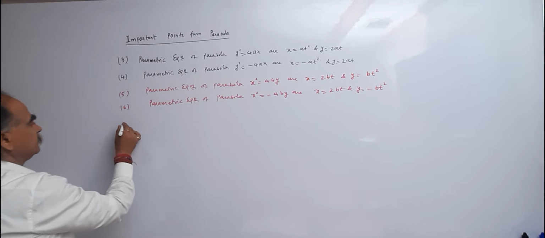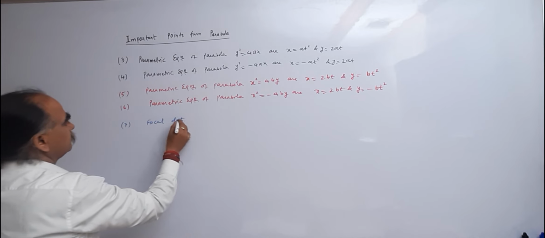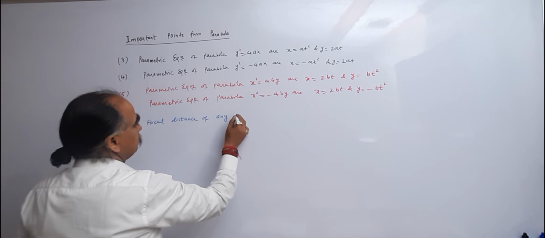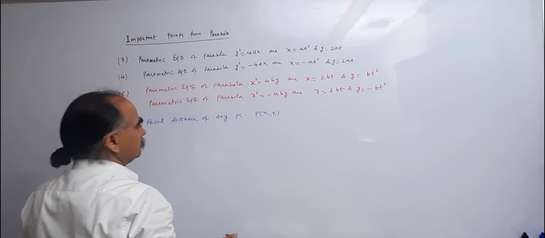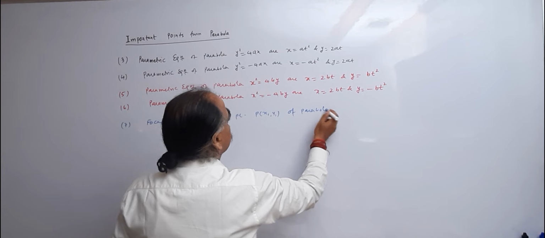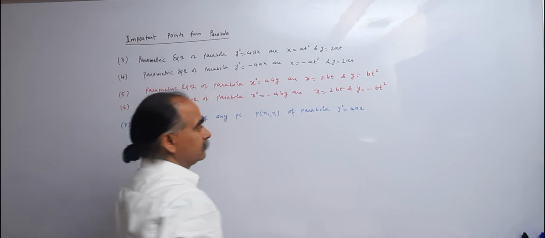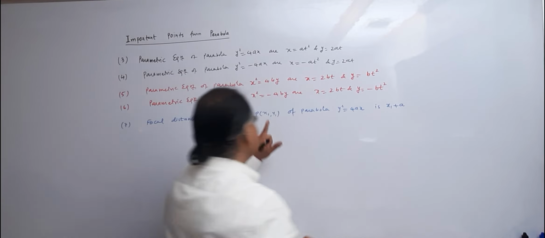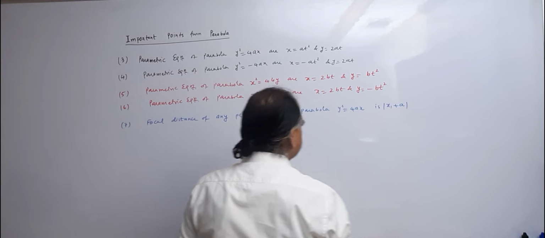Then point number 7, focal distance of any point P(x1, y1) of parabola y square is equal to 4ax is modulus of x1 plus a, that is x coordinate of the point plus a, and we have to keep the modulus sign because length can never be negative.